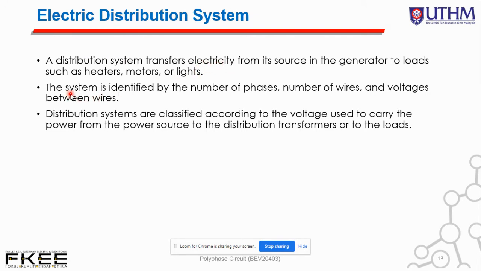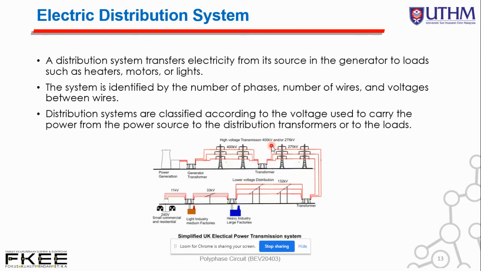All right. So the system is identified by the number of phases, the number of wires, and the voltage between wires. There are multiple, I would say numerous, configurations of this power system, which is identified by the number of phases, the number of wires, and the voltage between the wires. Distribution systems are classified according to the voltage used to carry the power from the power source to the distribution transformer or to the loads.